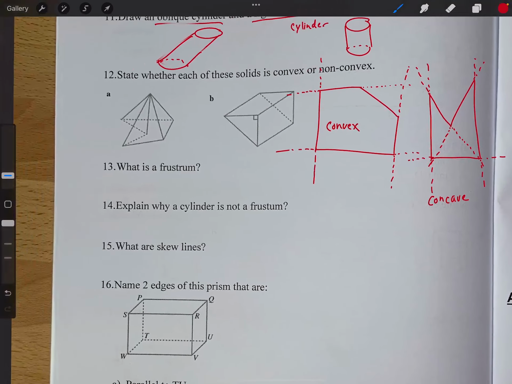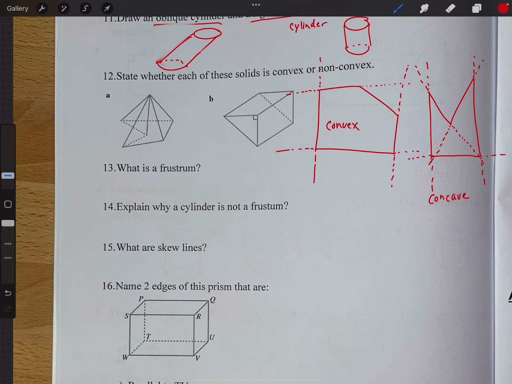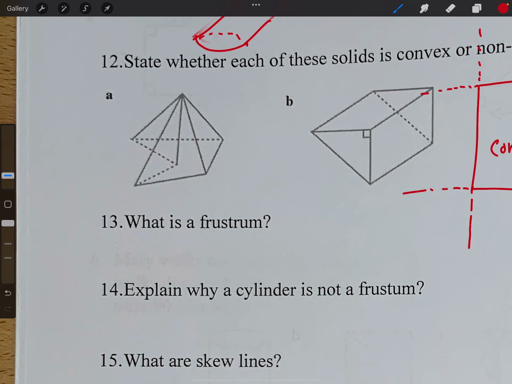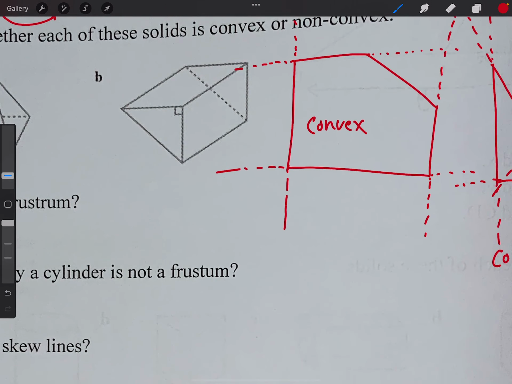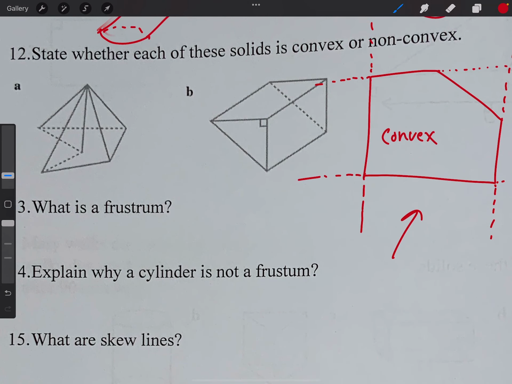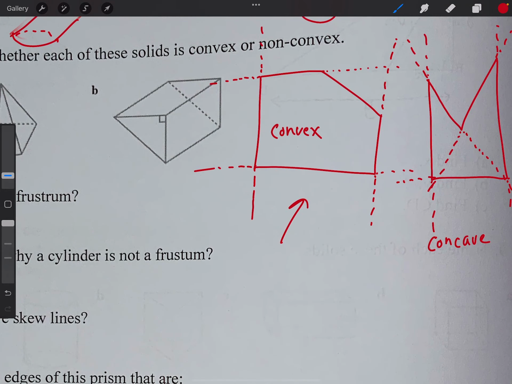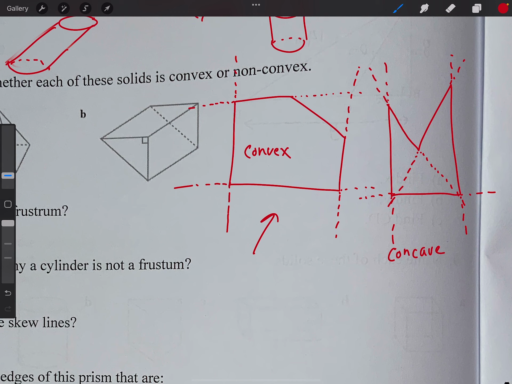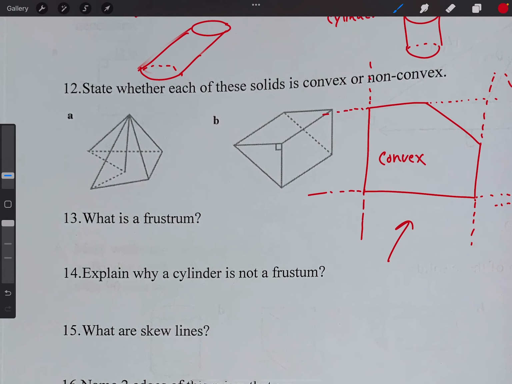So, which of these solids is convex? If a solid is convex, that means that one of the faces is going to look like this. All the faces should be a convex shape. Whereas non-convex shapes, that means that at least one of the faces is not convex. It's concave. So let's look at this one.